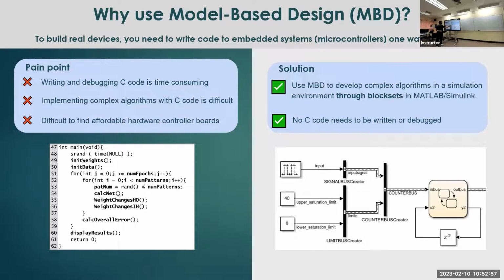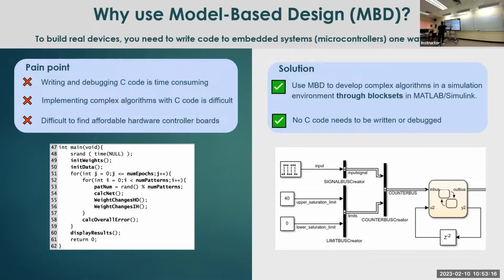So now we come to the solution part. So why should we use model-based design? Everything that we write in C code can be duplicated by using drag and drop blocks. So you don't have to write a single line of C code, and nothing needs to be debugged. And that's the part that takes a lot of time once we write the code, debugging and everything.